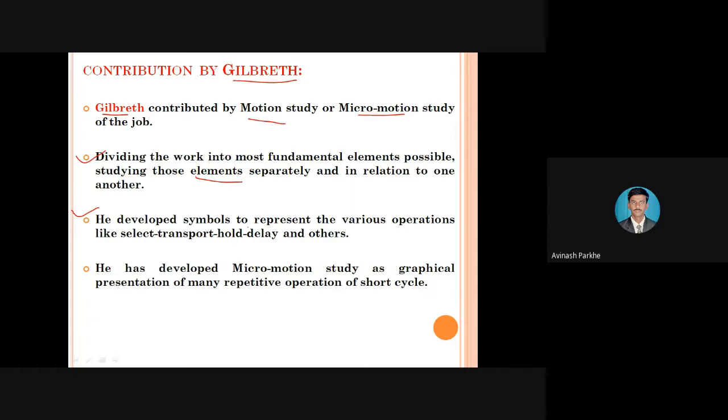Then which types of operations are there? For example, select. If we have to select the operation or if we have to select the job, for the select term there is a standard symbol. If I have to transport that particular material from one station to another station, for that transport a separate symbol is provided. Then if I have to hold the component or hold the job in that particular machine, then for holding purpose one standard symbol is provided. If I have to take the delay, why is delay required?